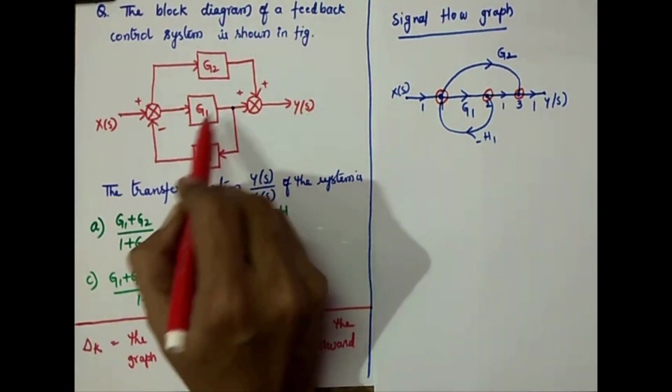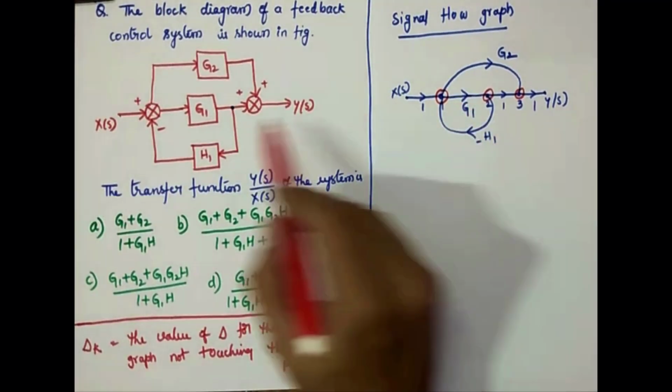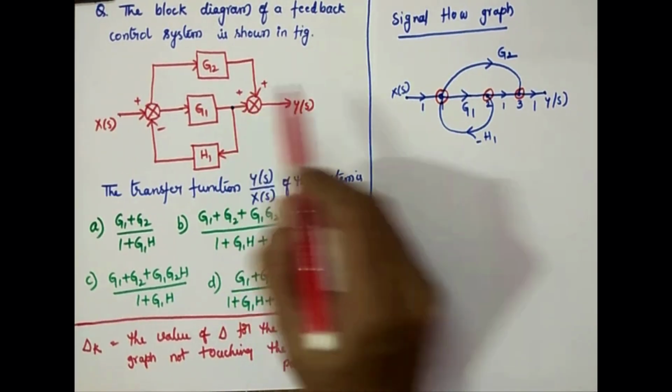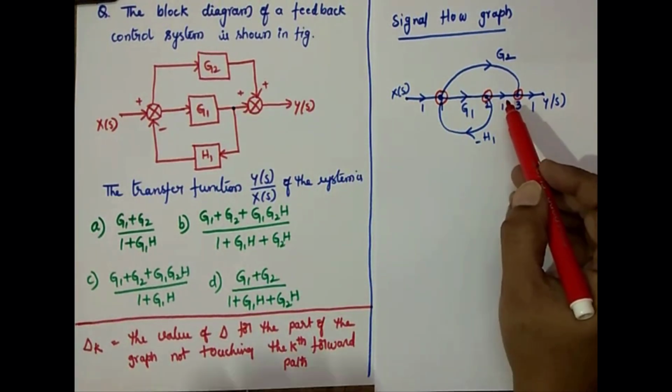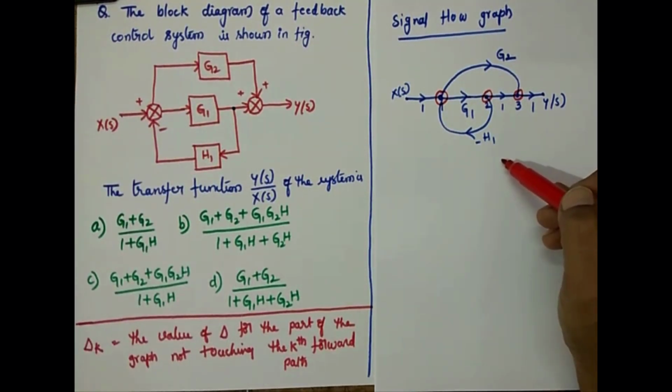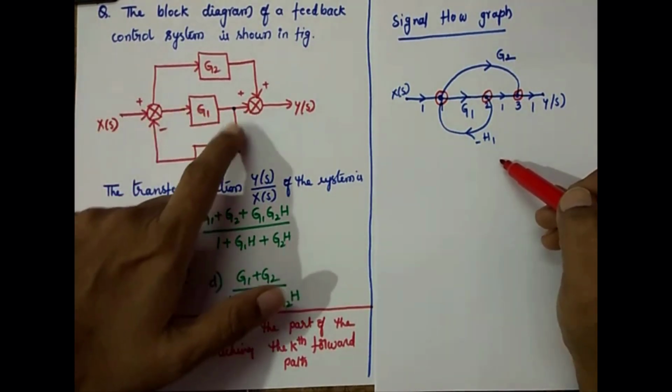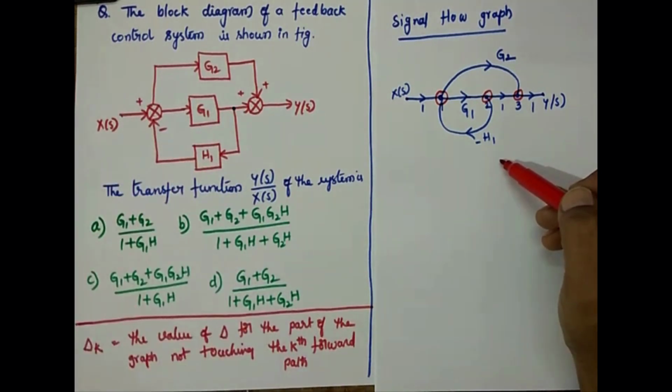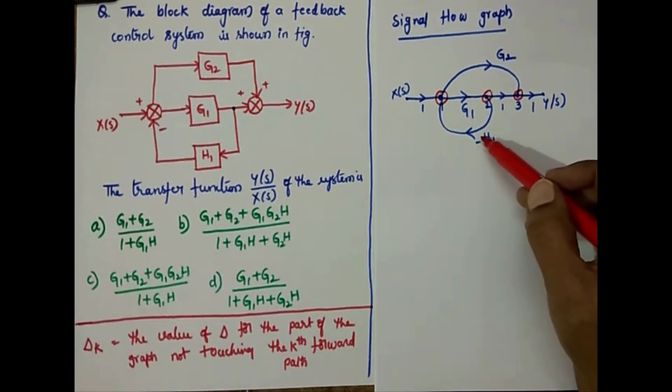Between 1 and 2 you have G1. Between 2 and 3 you don't have any, so between 2 and 3 it is just 1. Between 1 and 2 there exists a feedback path, that is H1, and it gets added like minus. So it is simply minus.